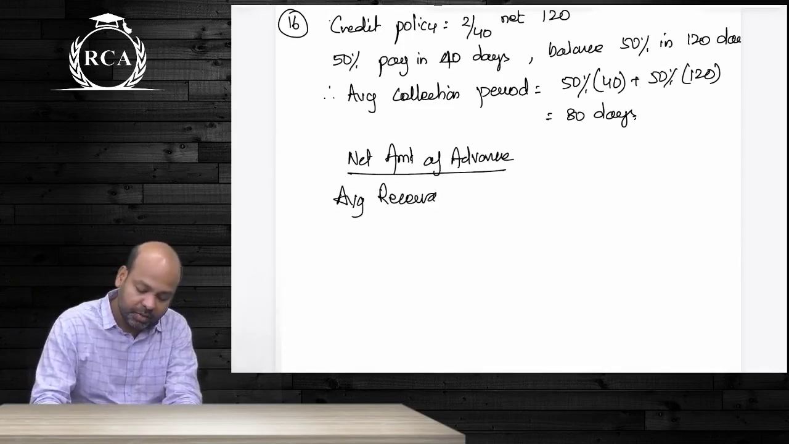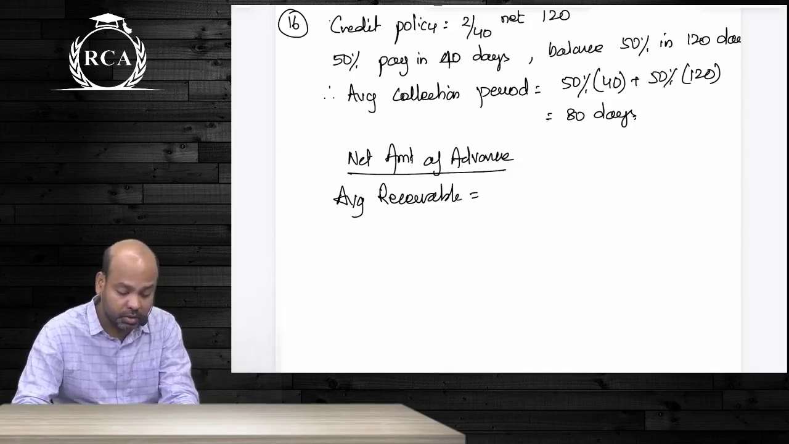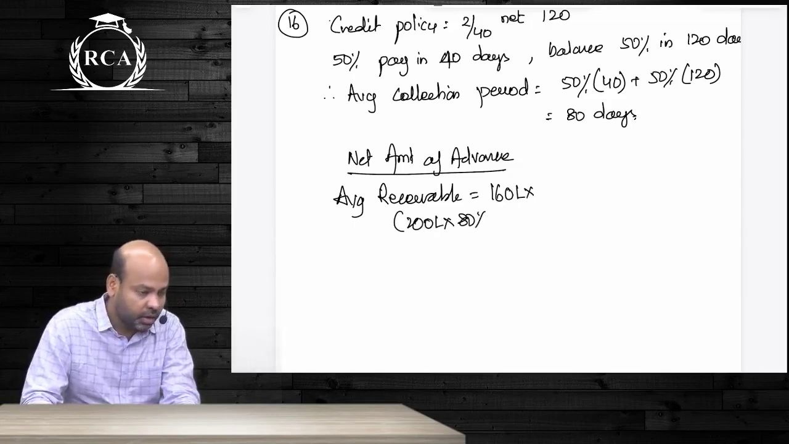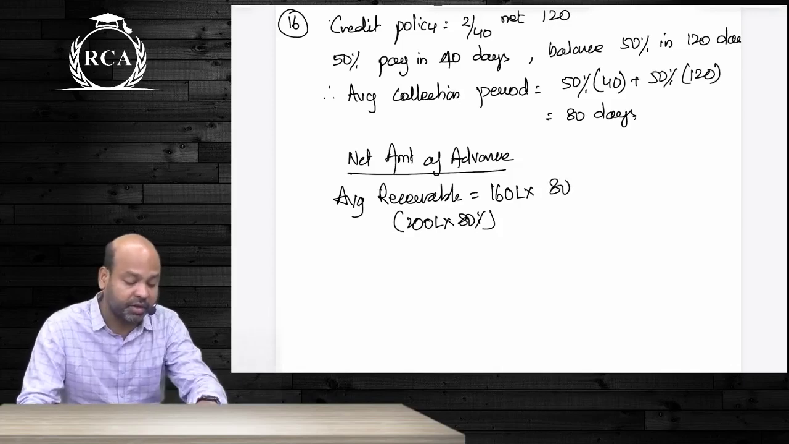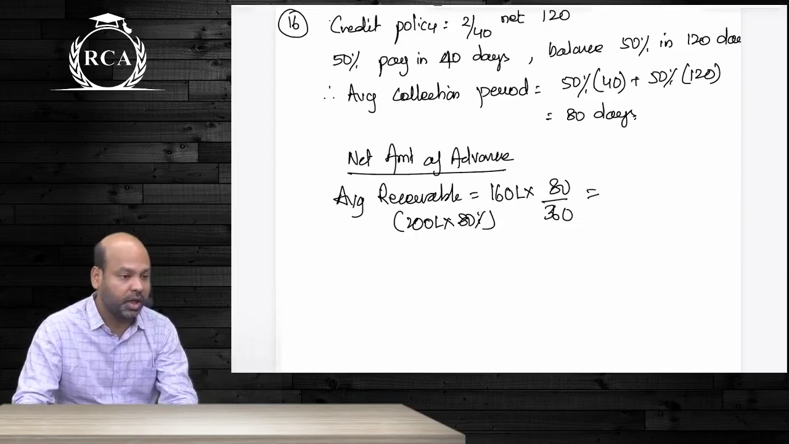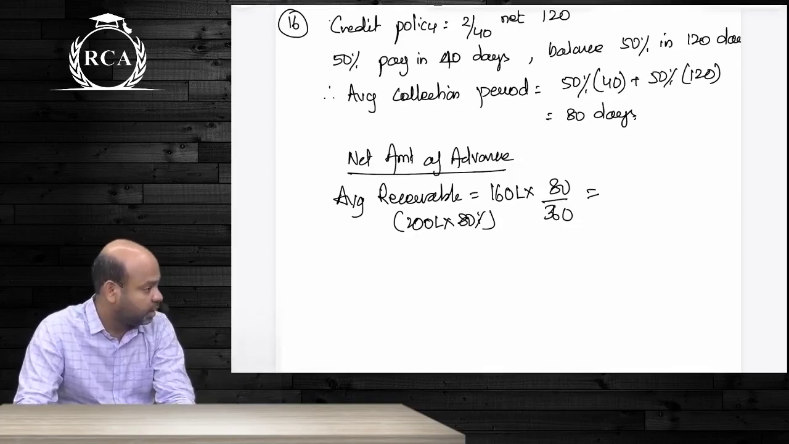Average receivable, guys, will be equal to total amount कितना था बेटा, 160 lakhs multiplied by 200 lakhs का 80%, बेटा, is your credit sale. उसका 80 divided by, did they give 360 days वाला point in the end? So into 80 divided by 360. Yes, answer कितना आया? 35 lakhs.